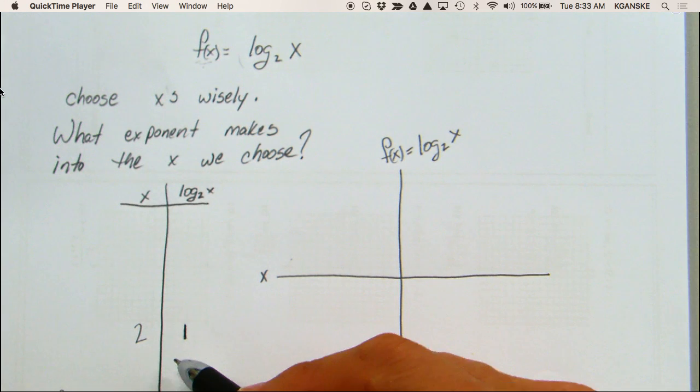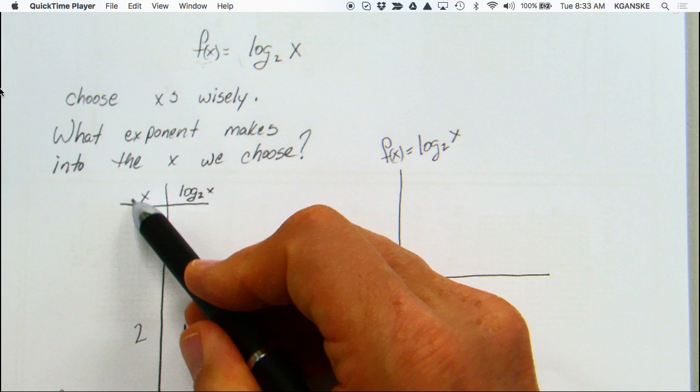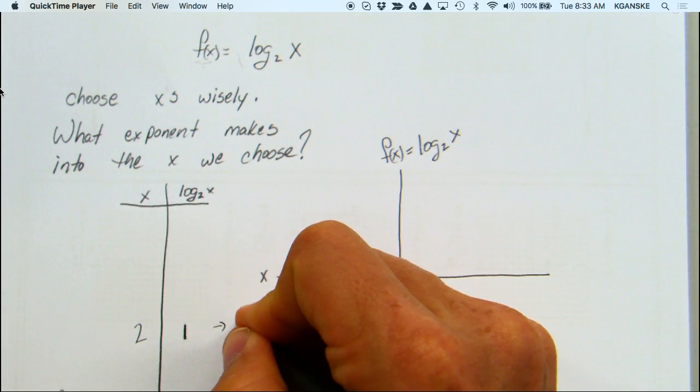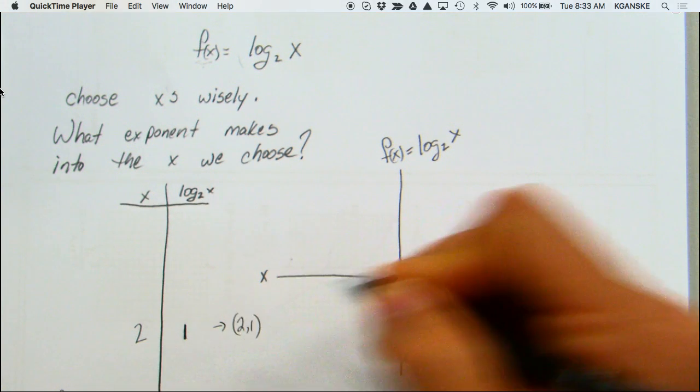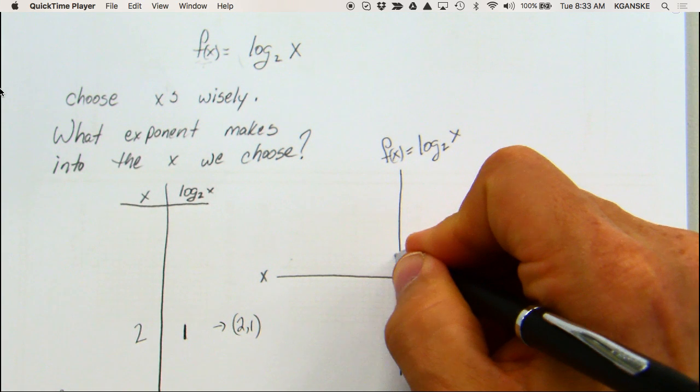So this is a point on my graph. When I put 2 in, so this is still the x, right? This is my ordered pair. The ordered pair that I get from this is 2, 1. So let's put it on. 2 and 1.